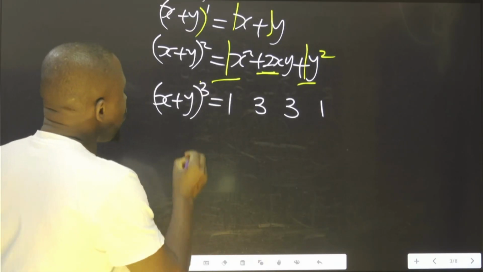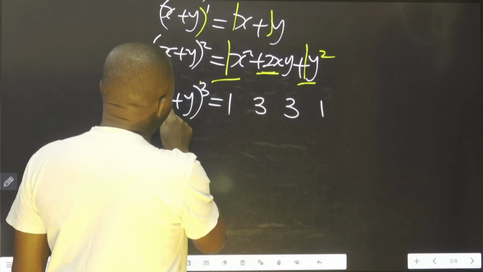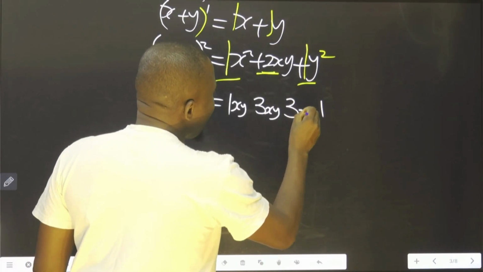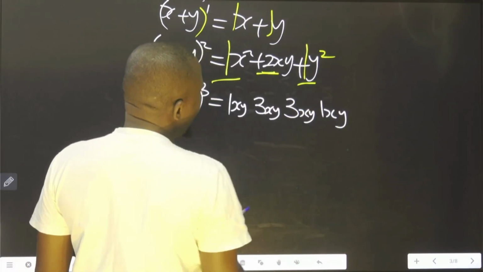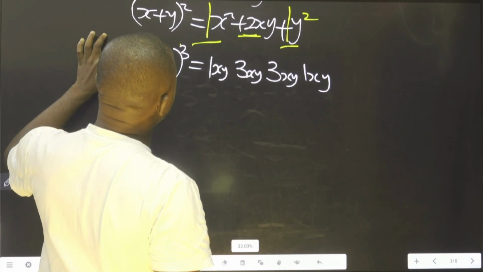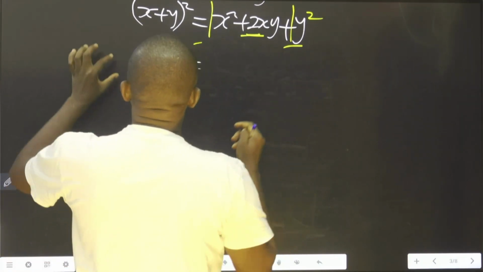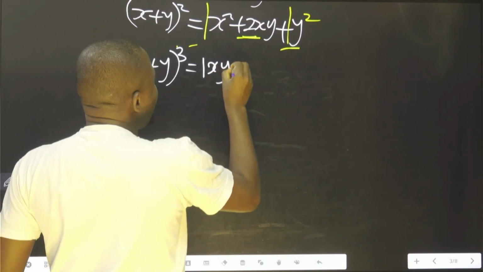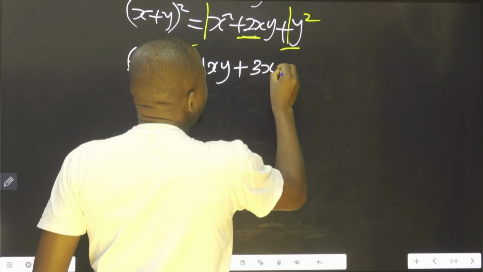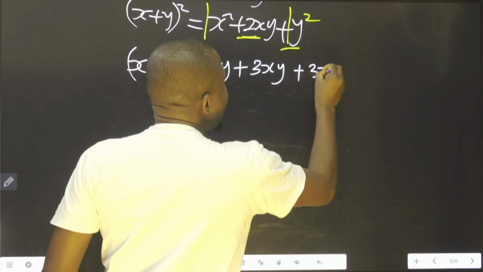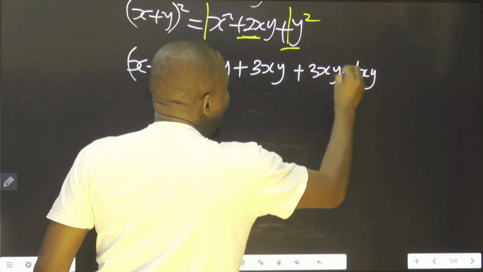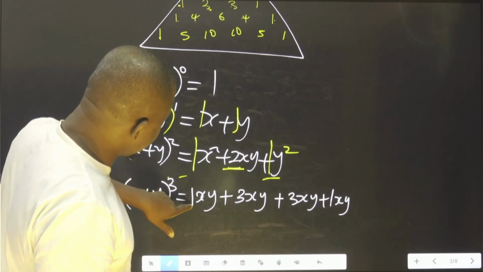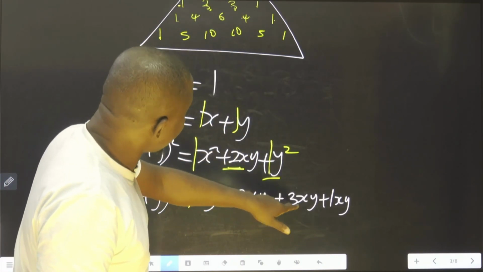I'll give you the secret now. What do I need to do again? I put SY, SY, SY, SY, SY. What are we doing now? Let me expand this because of the space. Let me zoom in. That is to say, 1 SY plus 3 SY plus 3 SY plus 1 SY. Okay? You understand where we are coming from? We are coming from this 1, 3, 3, 1.